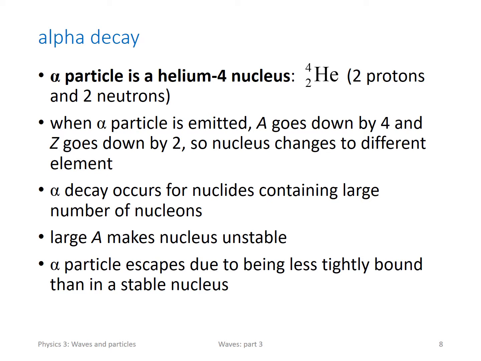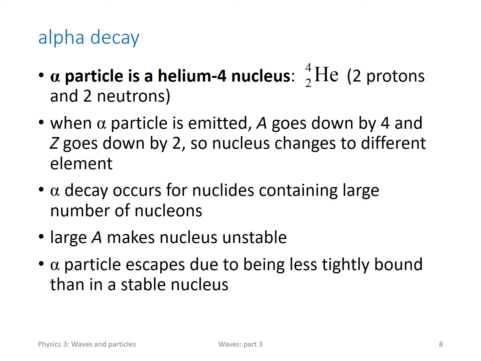So alpha decay occurs by the emission of an alpha particle. An alpha particle is simply a helium-4 nucleus, in other words 2 protons and 2 neutrons. So in alpha decay, when the alpha particle is emitted, the mass number goes down by 4, the 2 protons and the 2 neutrons, and the atomic number goes down by 2. So the element does change. Alpha decay tends to occur in nuclides which have a large mass number. In other words, contain a large number of nucleons, because these large nuclei tend to be more unstable.